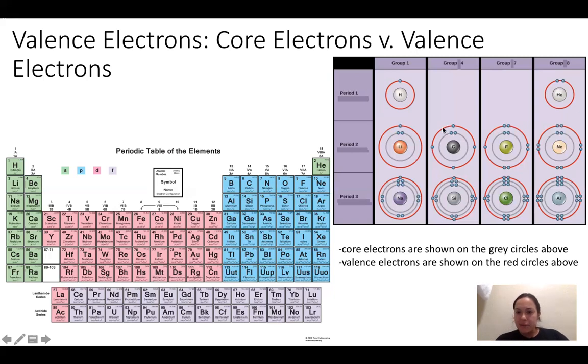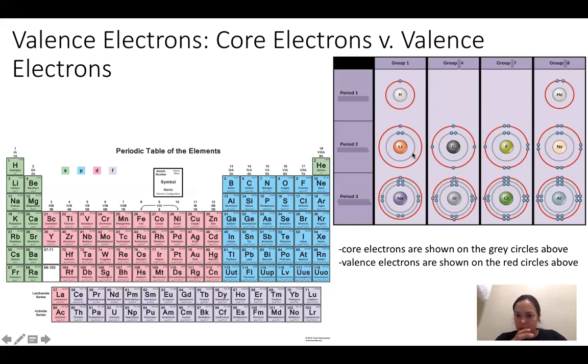In this diagram, the core electrons are the ones on the inside, and they are shown in these gray circles. So these blue dots on these gray circles are your core electrons, okay? The red circle represents the valence shell, which holds the valence electrons. It's the outermost shell. For hydrogen and helium in period 1, that first shell is the valence shell, and there are no core electrons for something like hydrogen and helium. Just that one shell is the valence shell, and it has 1 electron. But when we move to period 2, it has 2 shells.